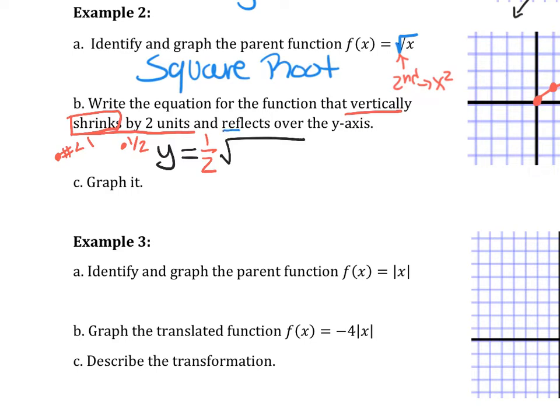And then to reflect over the y-axis, reflections are negative signs. And over the y-axis means we're going to be on the inside. So inside your square root, you'd have negative x.